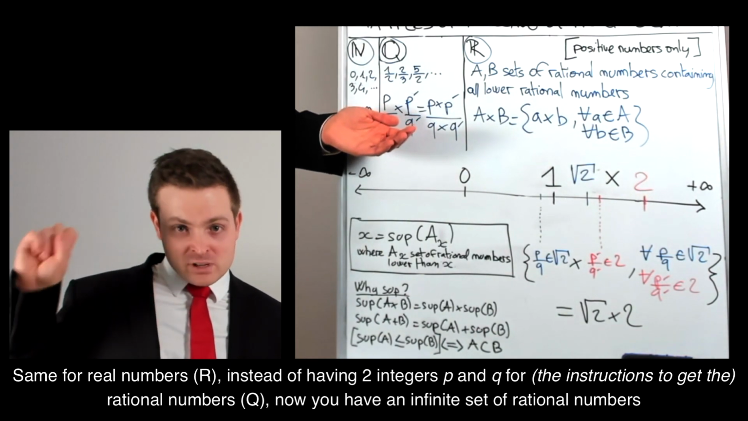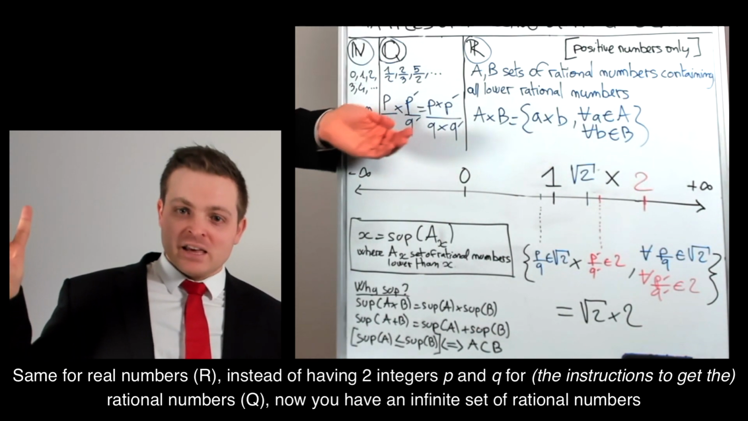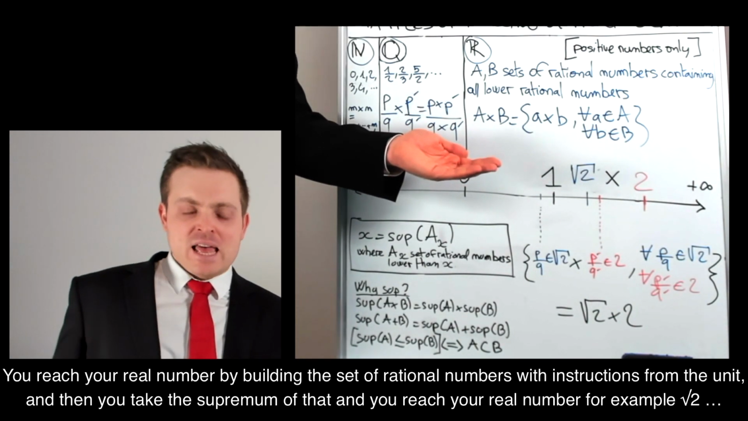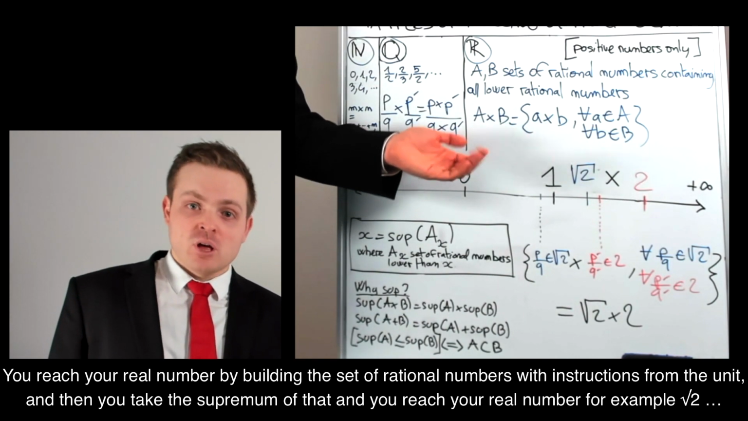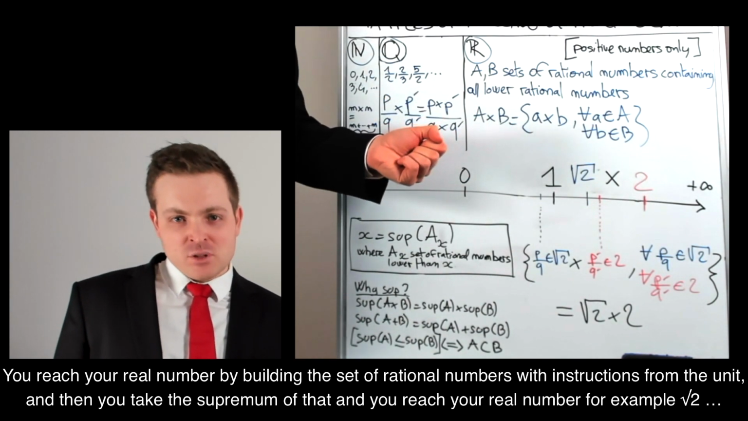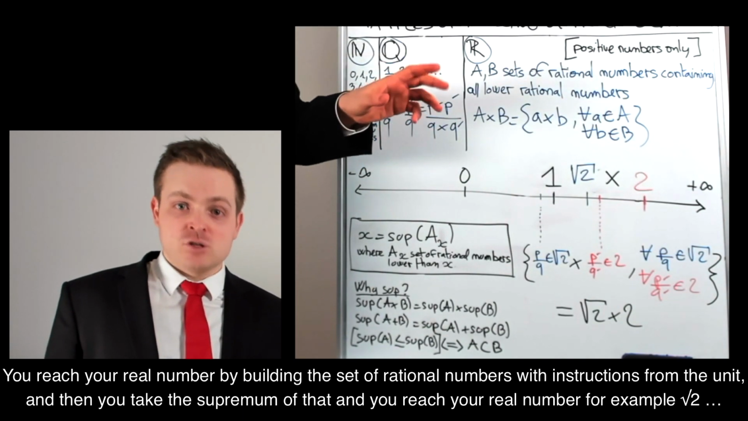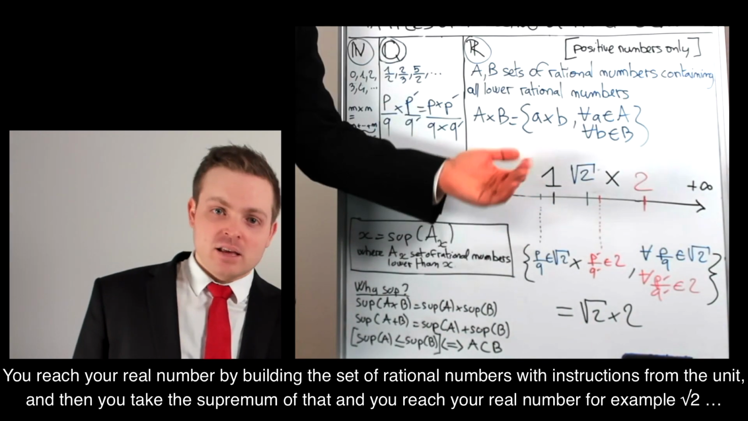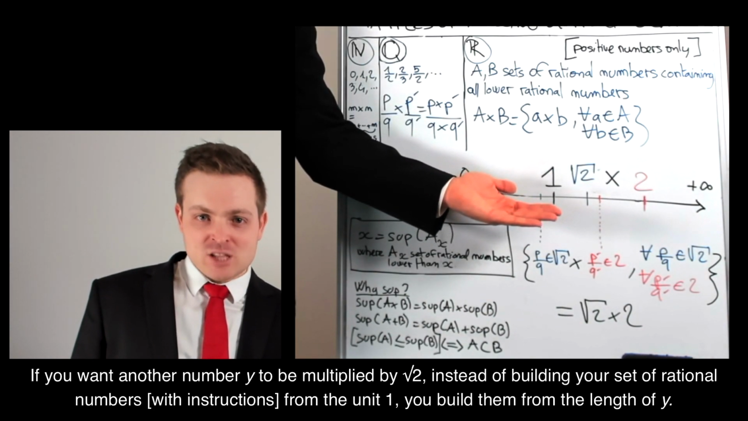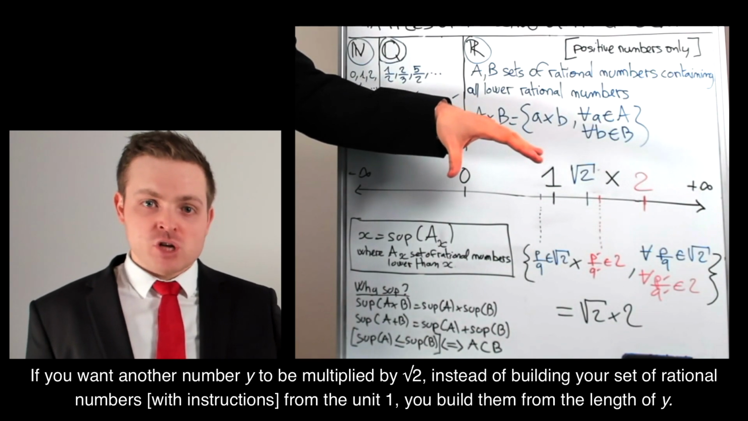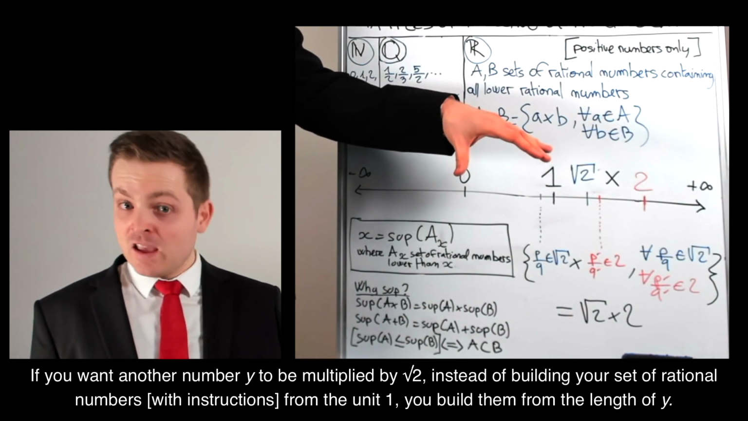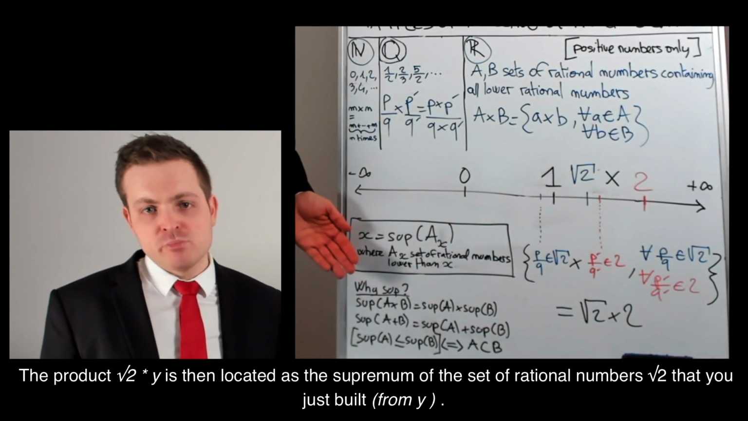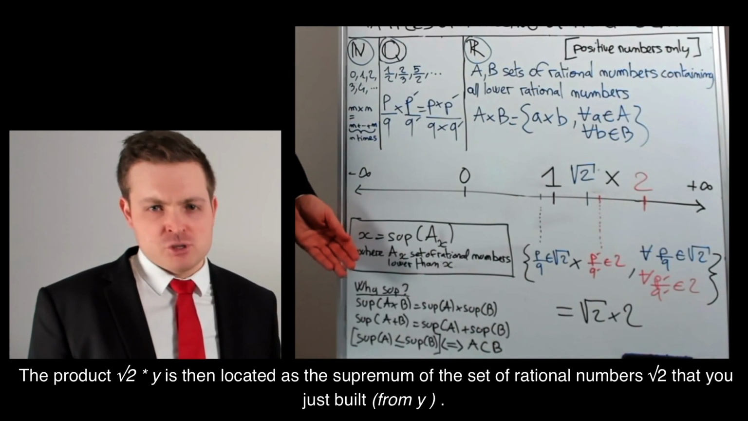Instead of having two integers p and q for the rational numbers, here you have an infinite set of rational numbers that are below your real number, and you reach your real number by building the set of rational numbers with instruction from the unit, and then you take the supremum of that and you reach your real number, for example, square root of 2. If you want another number to be multiplied by this number, instead of building your set of rational numbers from the unit, you build them from the length of the number you want to be multiplied. The product is then located as the supremum of the set of rational numbers that you've just built.